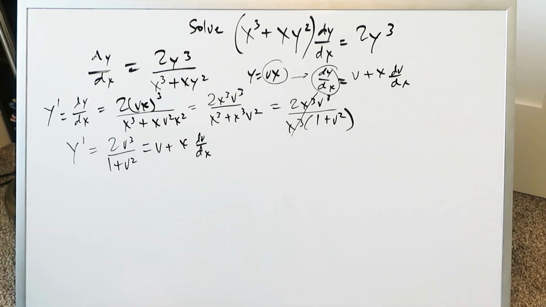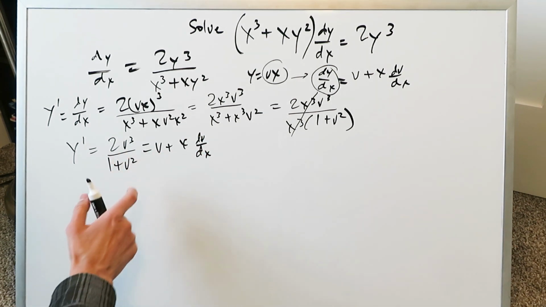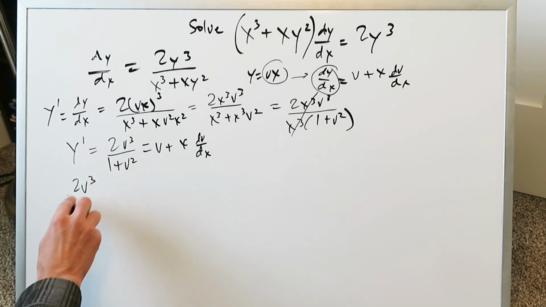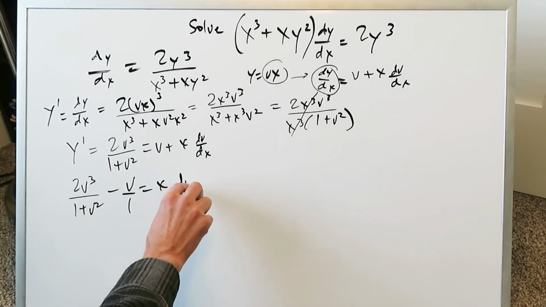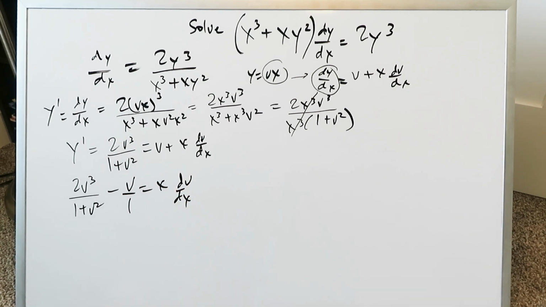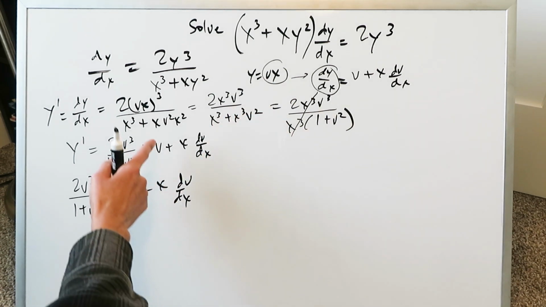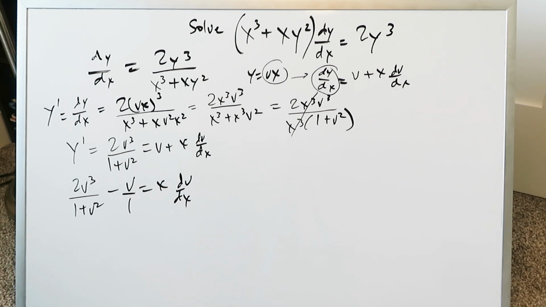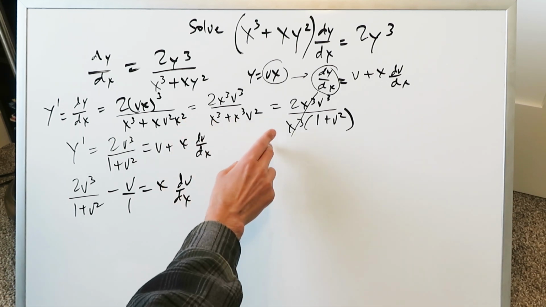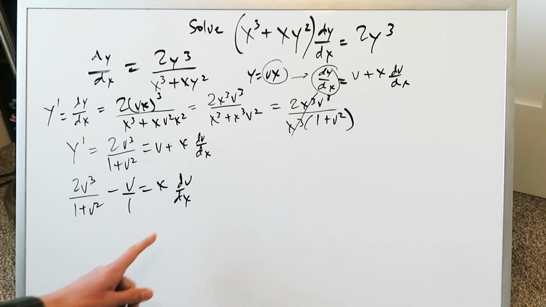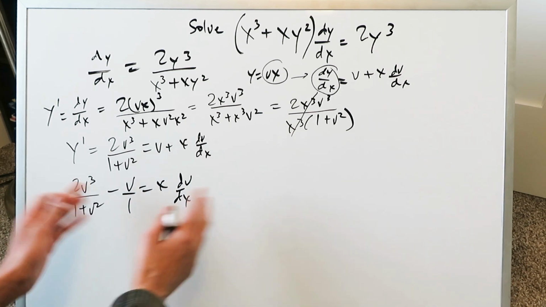You have seen something like this before. Bring the v onto this side. You're really looking at 2v cubed over 1 plus v squared minus v over 1 is equal to x dv over dx. By bringing in this y equals vx substitution, we eliminated the y variable. We made everything in terms of x's and v's, from which the x could be isolated and you could separate the variables. And we're very close to the point where we'll have the separation of variables.